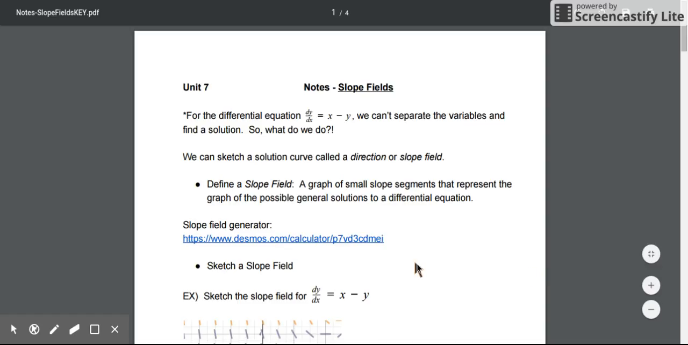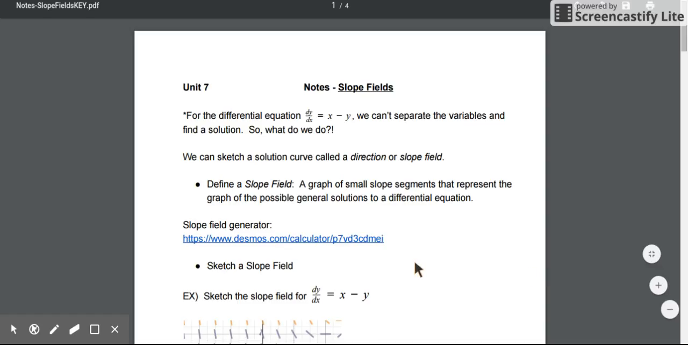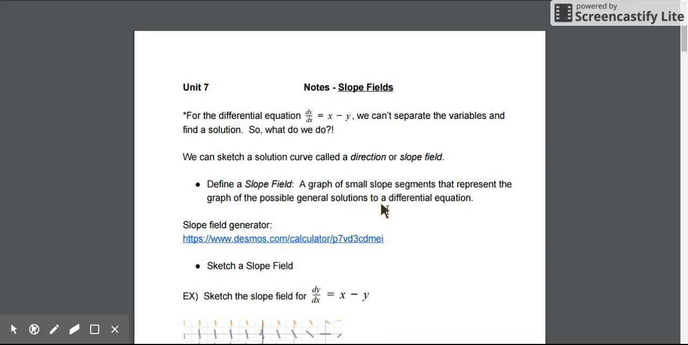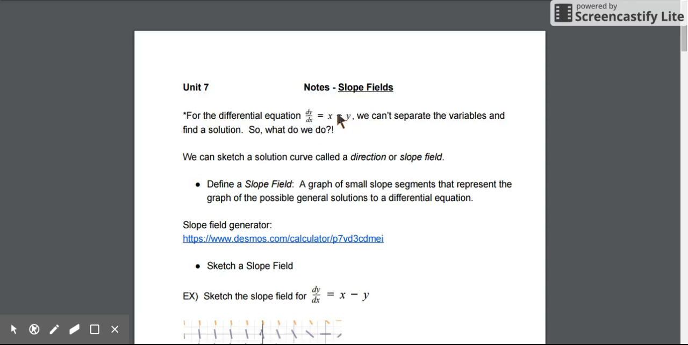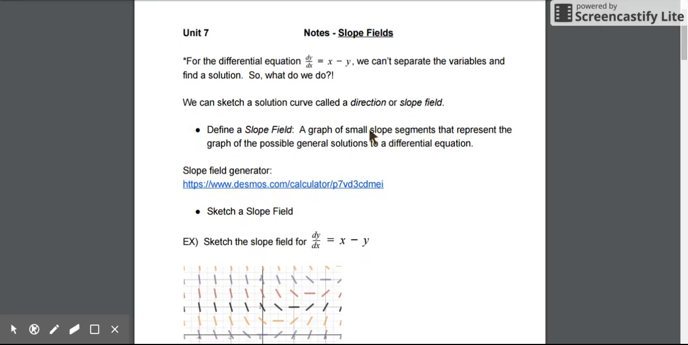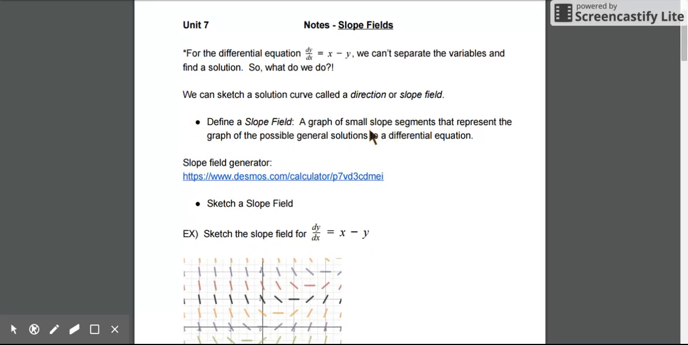In this video, I'm going to be describing what slope fields are and how we can use them to find visual solutions to some differential equations that are sometimes hard to solve. For example, solving this differential equation may be difficult, but what we can do is instead come up with a slope field that can represent all of the possible solutions.